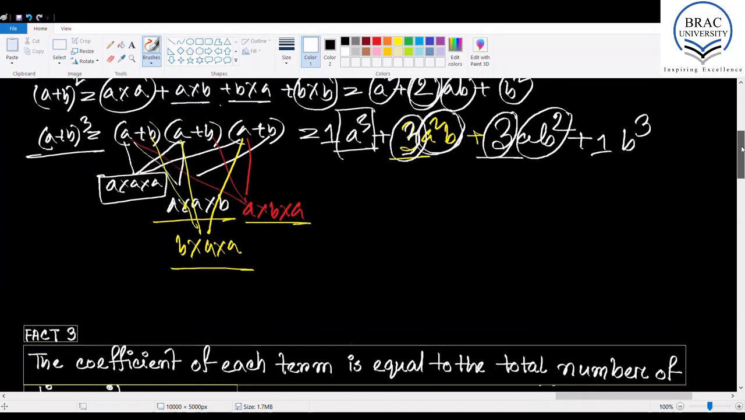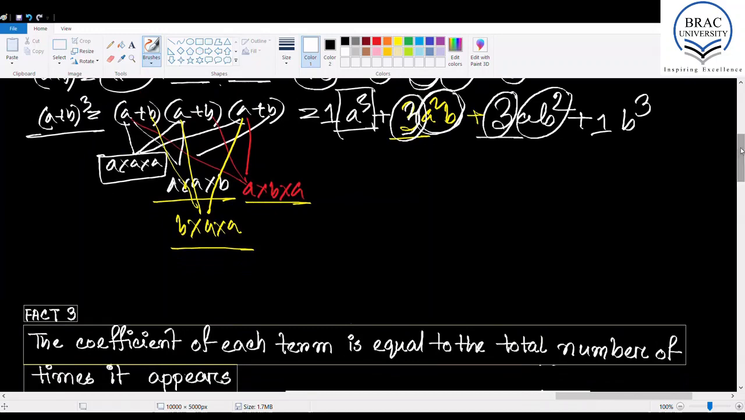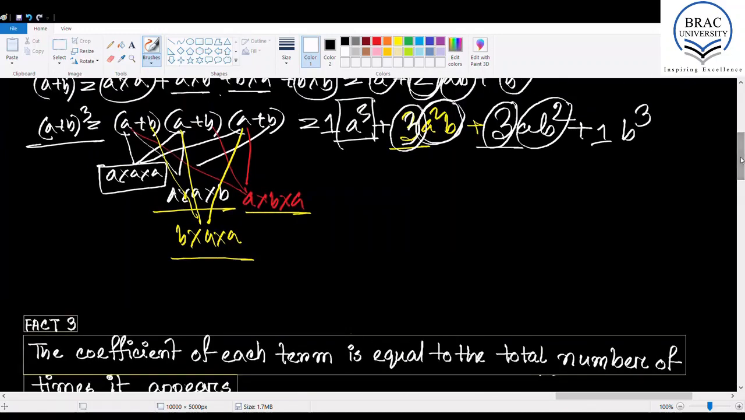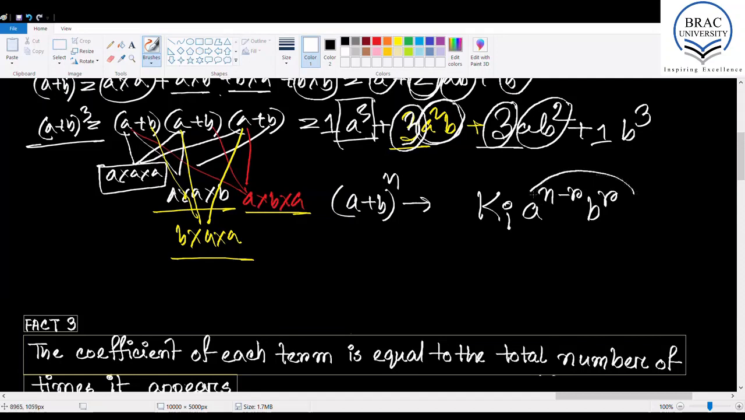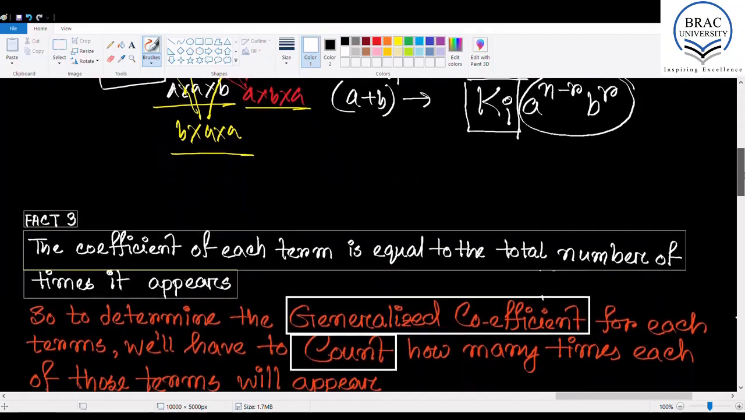So this is what we get from fact 3, and we can generalize it as well. In case of (a + b)^n, since the general terms are ki a to the power n minus r into b to the power r, that means a to the power n minus r into b to the power r, this term will appear ki times. Here we get fact 3. The coefficient of each term is equal to the total number of times it appears, right?